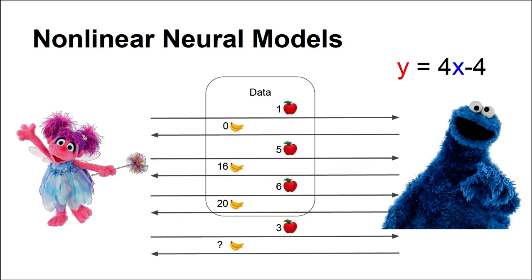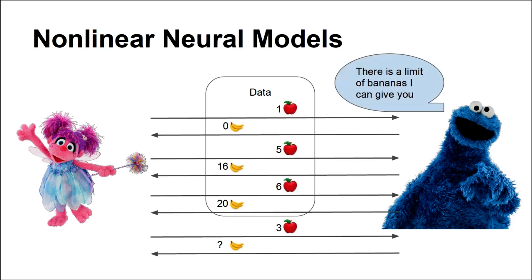It's not like if I just keep giving you, if I give him like 200 apples, he will run out of bananas to give me, for instance. So he might not just give me that many bananas. So let's try to model this. What the Cookie Monster will say is that if you give me too many apples, I cannot give you the equivalent of bananas. So there will be a point where I'll stop giving you bananas back.